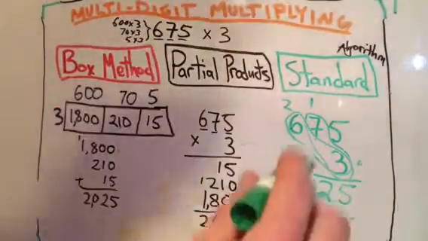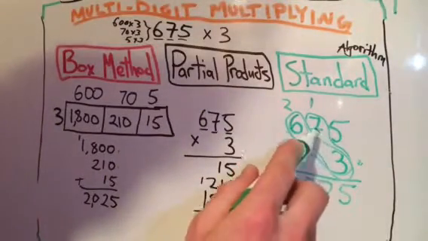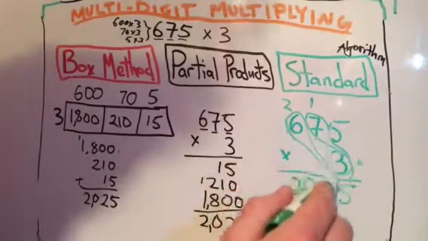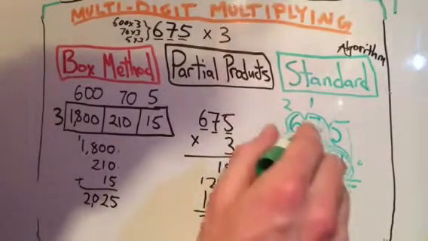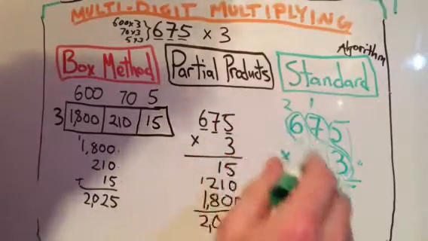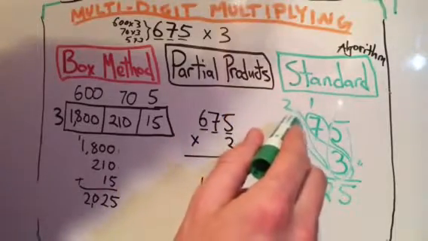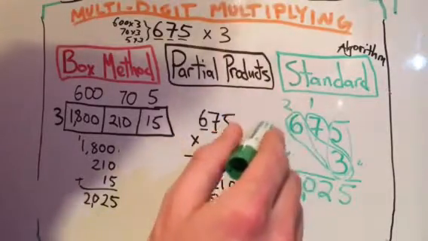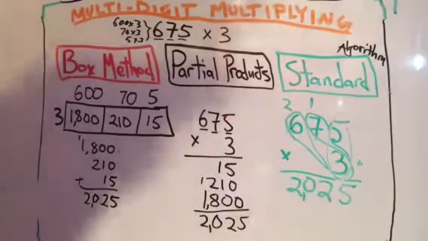I may have made that a little bit more complicated than it needed to be, but I did want to explain that you have to first multiply 5 times 3 to get 15, carry the 1, then multiply 7 times 3. Don't add the 1 until you're all done with that. And then you get 22. And then multiply 6 times 3 and add the 2 that you carried over. Then you've got 20.